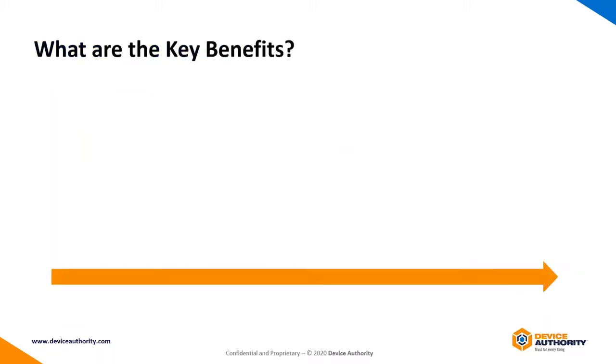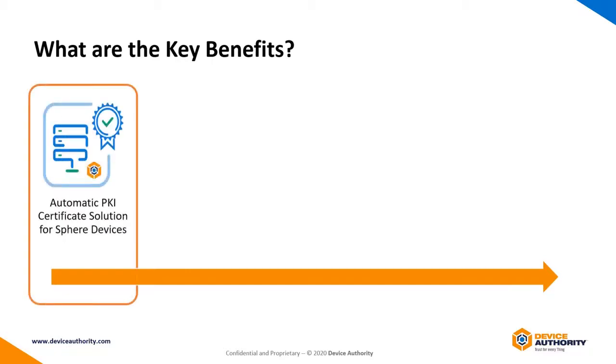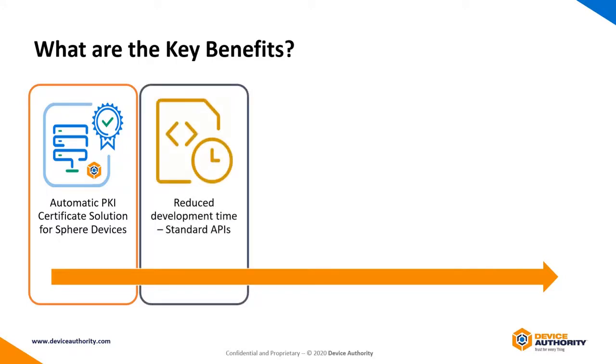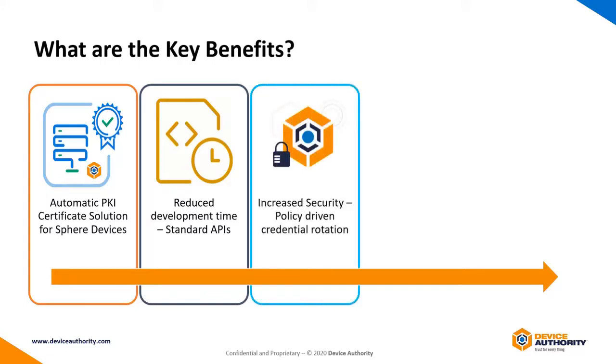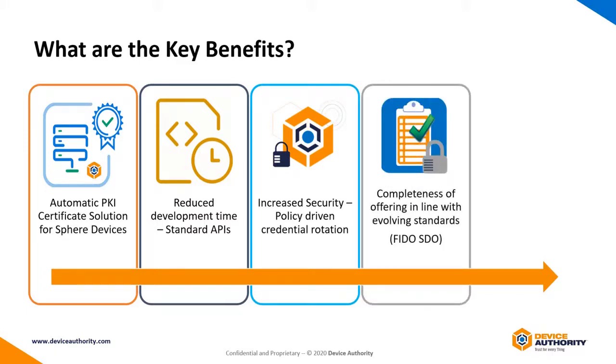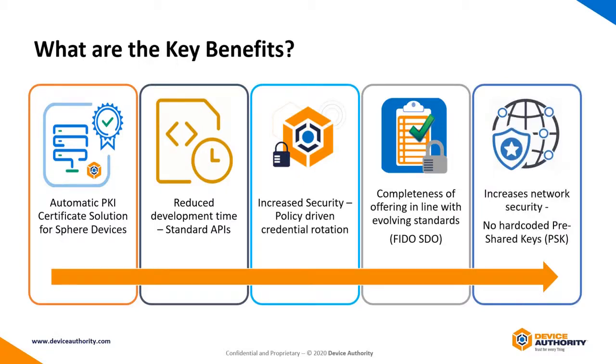Here's a summary of the key benefits of Azure Sphere integration we have shown. It provides automated PKI certificate solution for Azure Sphere devices and accelerates time to deployment. It reduces development time through easily consumable standard APIs. You get increased security of device identities through policy-driven credential rotation, and it provides a completeness of offering in line with evolving standards and legislation like FIDO and SDO. And finally, it increases network security posture by removing use of hard-coded pre-shared keys for connecting to enterprise networks.